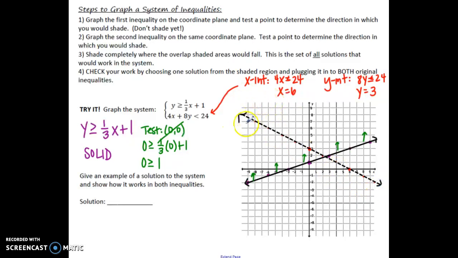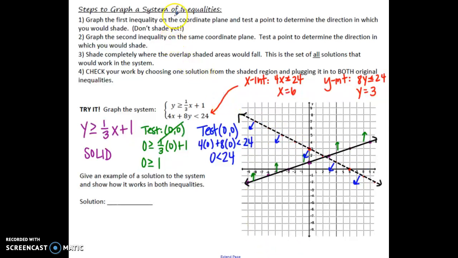And now we need to figure out which side of this line we are going to shade. So again, I'm going to do a test point. I'm going to test my favorite, 0, 0, because it's not on the line. So if I plug it in here, we have 4 times 0 plus 8 times 0, and we're checking if that is less than 24. Well, we get 0 plus 0, which is 0, which is less than 24, which means 0, 0 is a solution to that second inequality. So I want to shade on the bottom side of this line towards 0, 0. So I'm shading below this line.